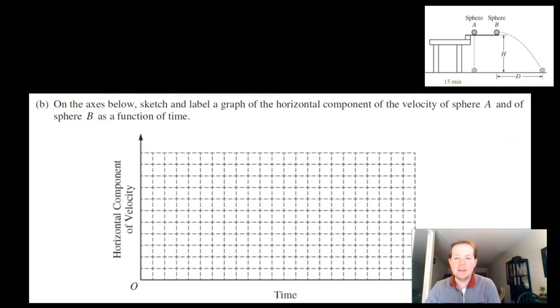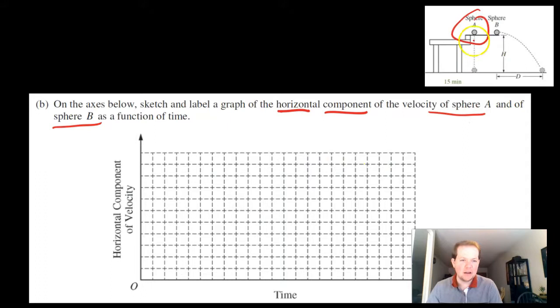Okay, B: on the axes below, sketch and label a graph of the horizontal component of the velocity of sphere A and of sphere B as a function of time. Okay, so I'm making graphs of both A and B, so it seems like I'm going to make two lines. Let's do it for A.